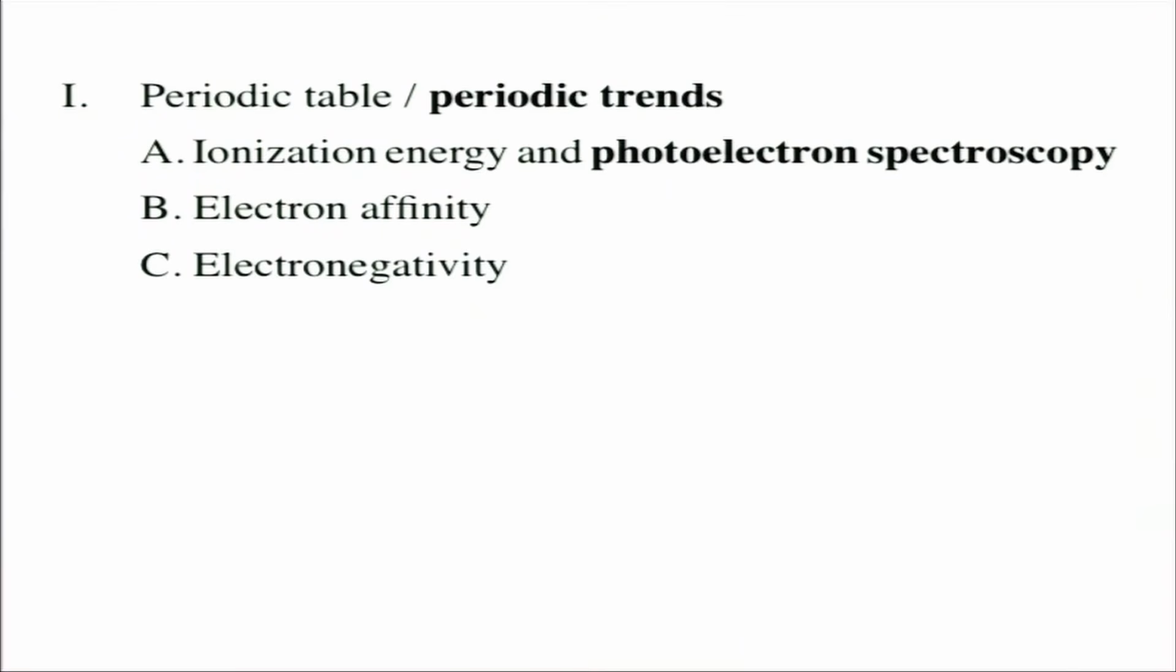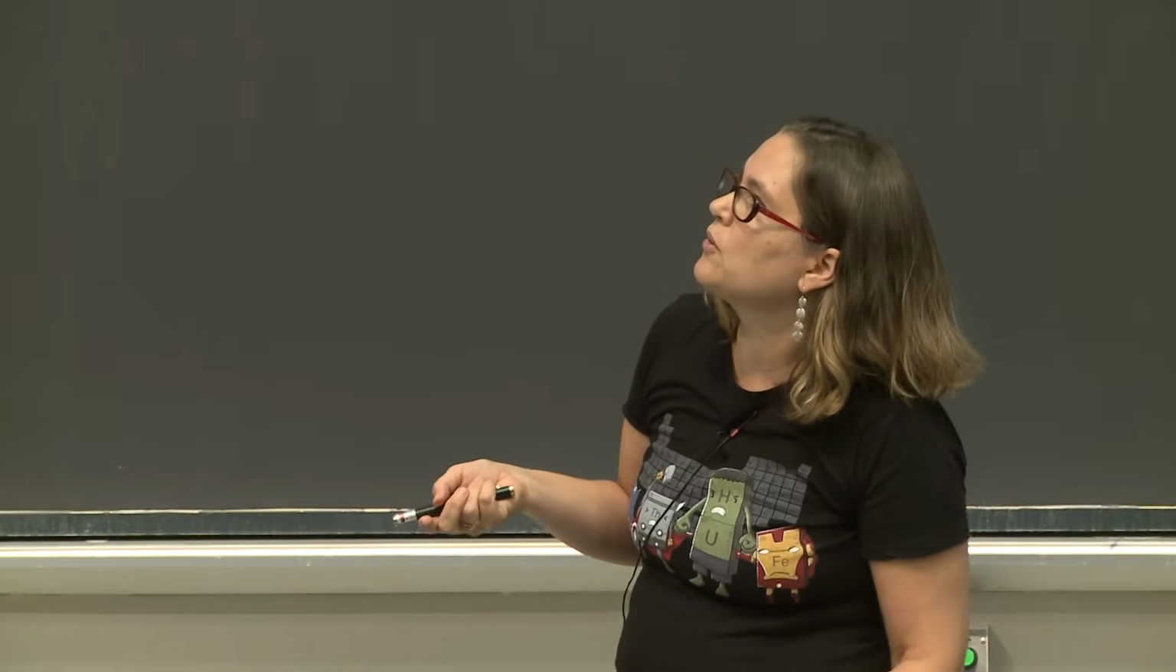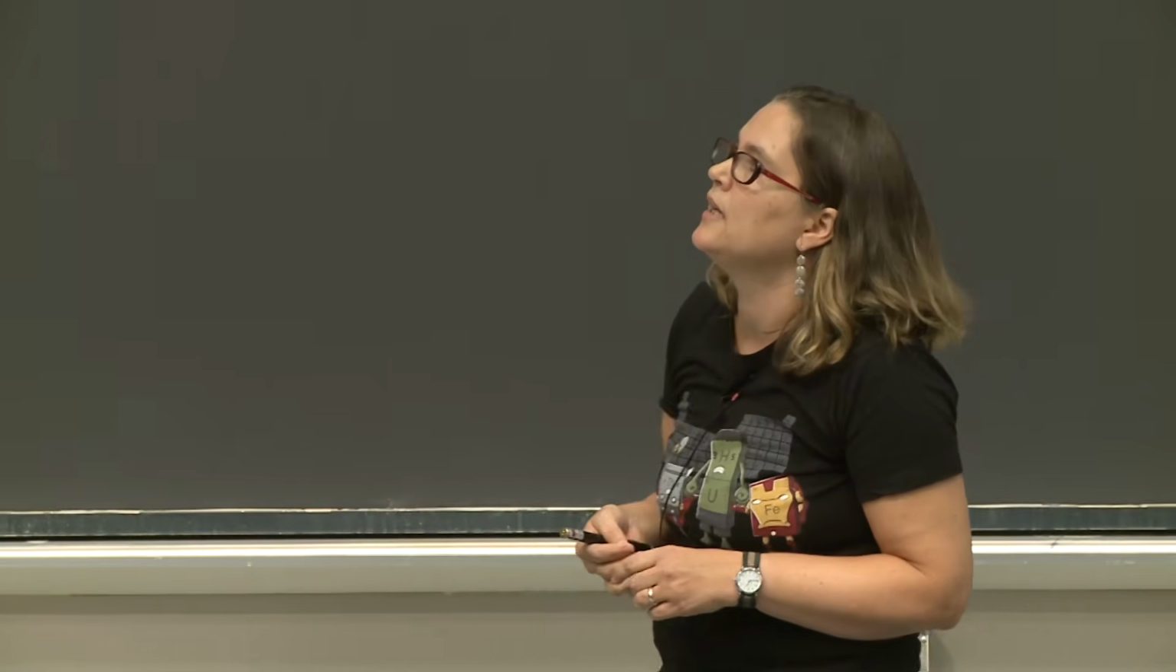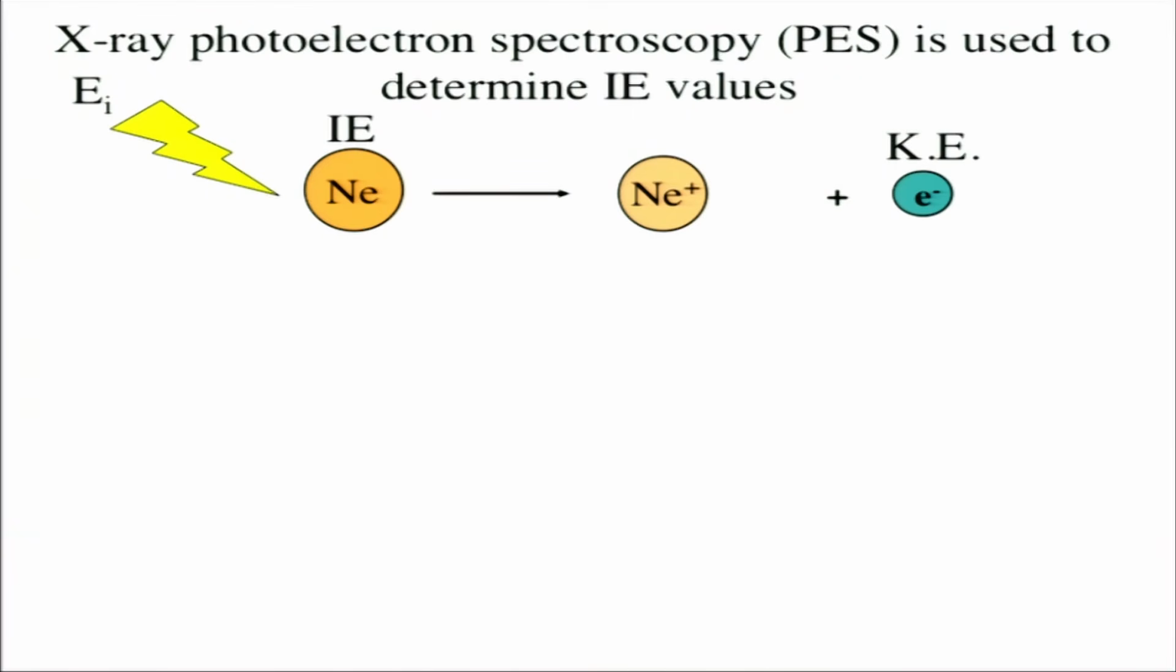All right. So this is all well and good. We have our trends. But I always like to think about, how do we know any of this is really true? How do you actually measure these ionization energies? And so we're just going to talk about one method for measuring these for a minute. So photoelectron spectroscopy, PES, is used to determine ionization values.